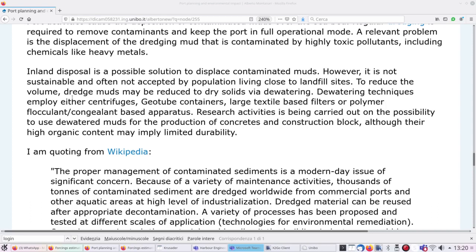To reduce the volume, dredge muds may be reduced to dry solids via dewatering. This is the classical solution for treating them, but still it's not a final solution, because in any case, we have to displace the resulting material, which is dry material with reduced volume, but still it's material that needs to be displaced. And there is a large research activity on this topic, and also some people try to use these dewatered muds for the production of concretes and construction blocks, although they usually have a large organic content, and therefore this may imply limited durability.